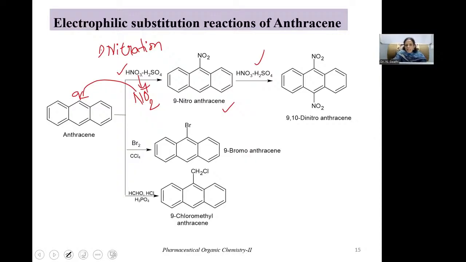When the resulting 9-nitroanthracene is further subjected to nitration in the presence of the same reagent, then here also there will be generation of the nitronium ion.